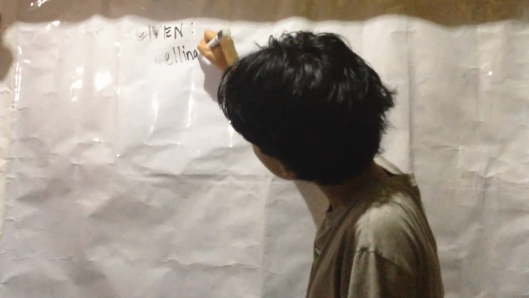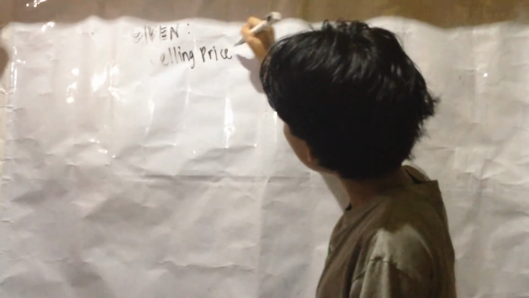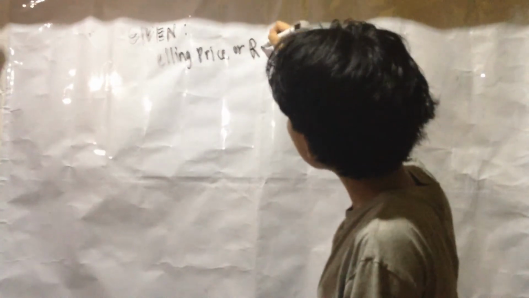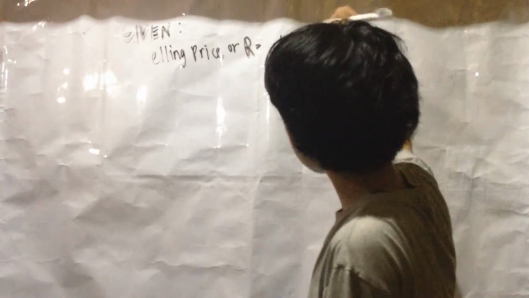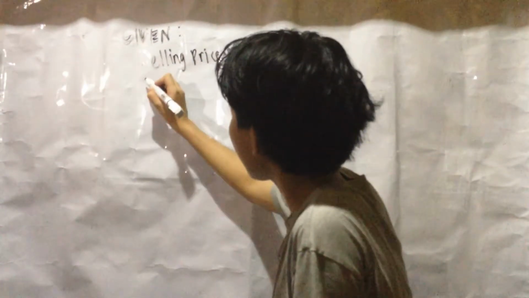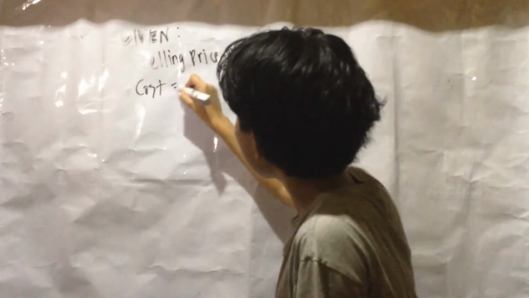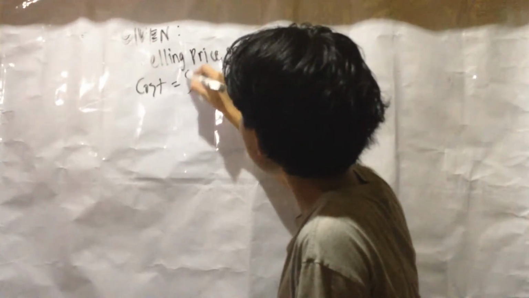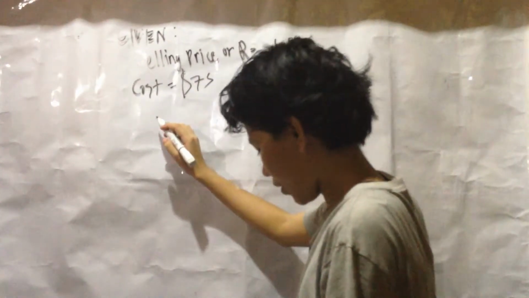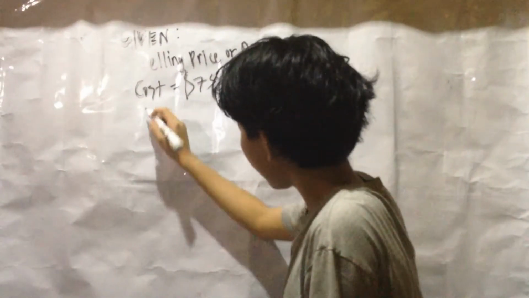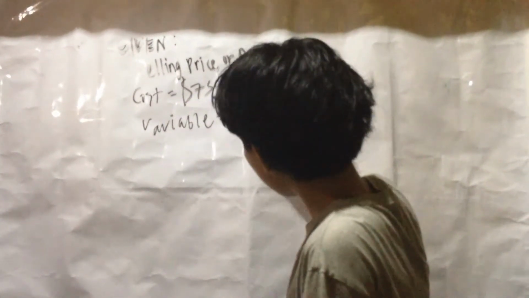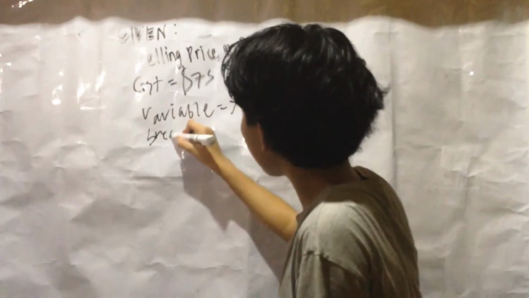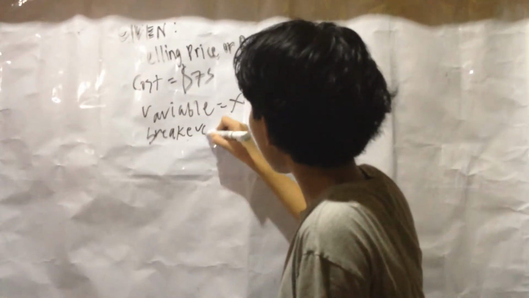Yung selling price or yung R, pinalitan na magiging 1.50x. Wala kasi tayong original pa lang selling price. Yung cost price naman is $75. Tapos, tinatawag natin na variable price yung X. Ang hinahanap natin yung break-even point.